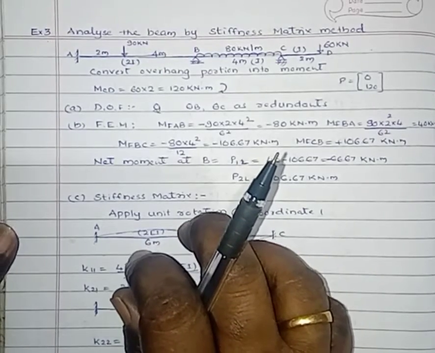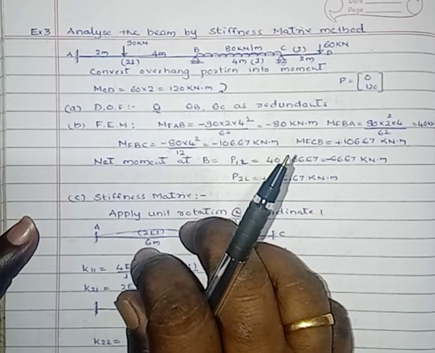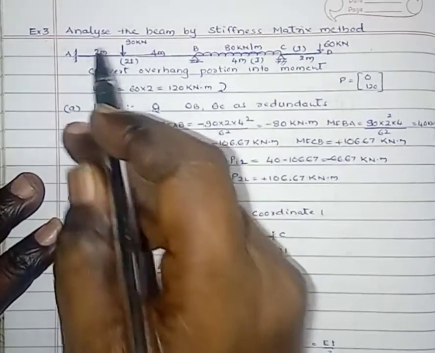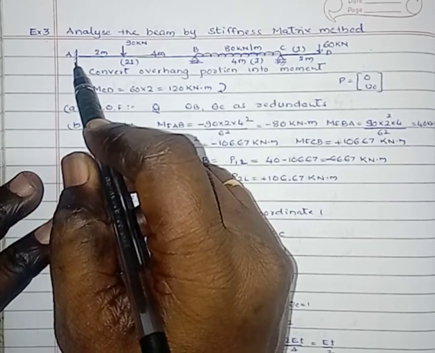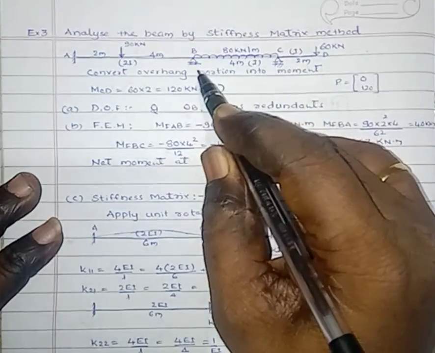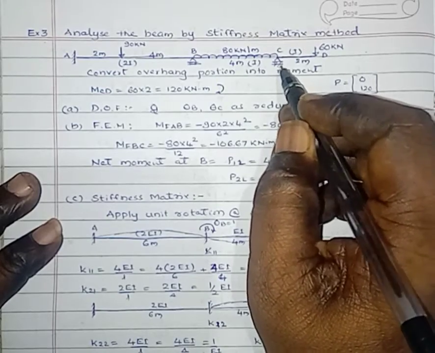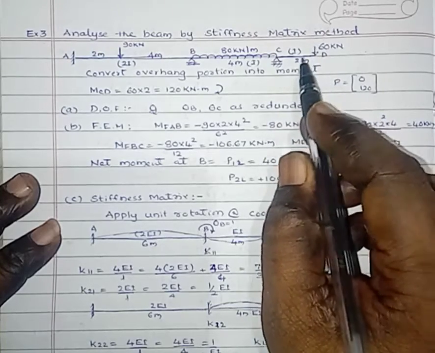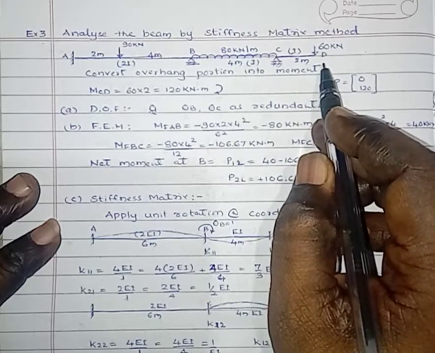Friends, in the previous video, we solved a problem with one end fixed and the other end on a roller. Here is another type of problem, with one end fixed and the other on a roller, with an intermediate support at B and the end support at C, with an extended portion from C to D over a length of 2 meters, subjected to 60 kilonewton at the free end.